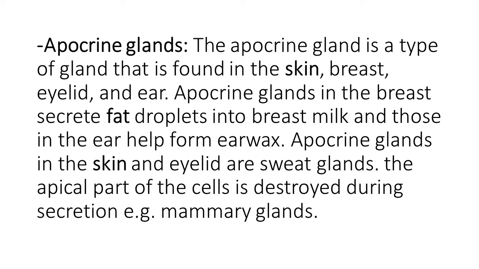Apocrine glands. The apocrine gland is the type of gland that is found in the skin, breast, eyelids, and ear. Apocrine glands in the breast secrete fat droplets into the breast milk, and those in the ear help form earwax. Apocrine glands in the skin and eyelid are sweat glands. The apical part of the cell is destroyed during secretion, like mammary glands.